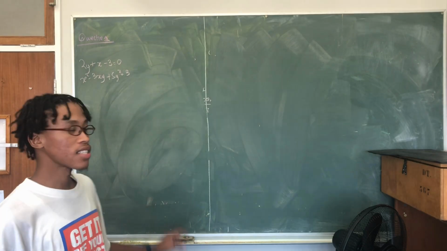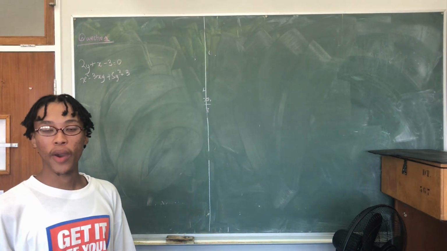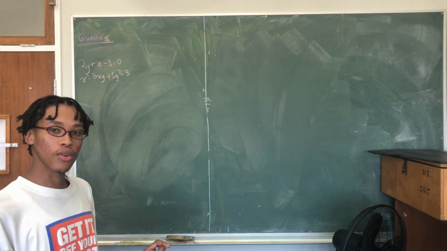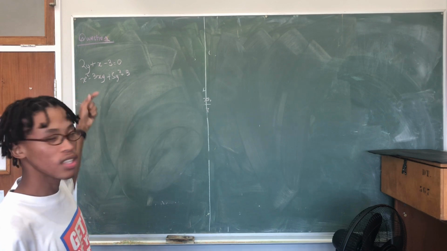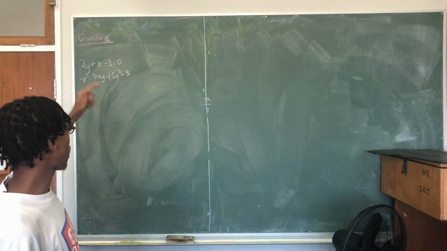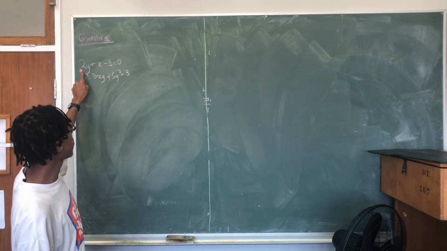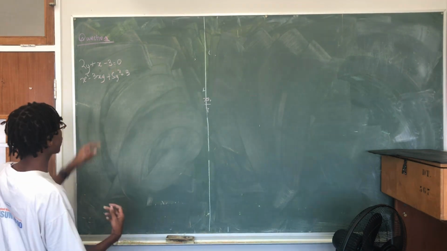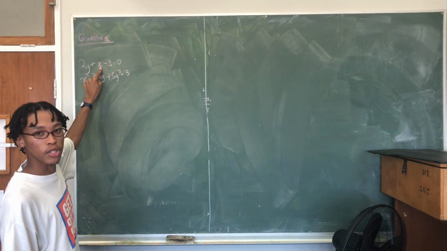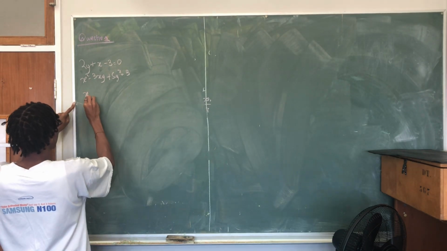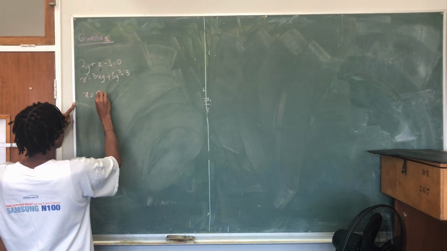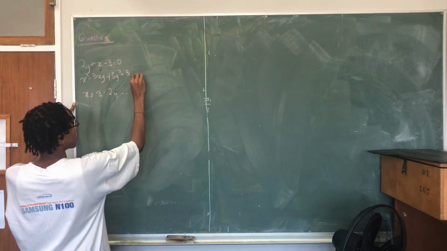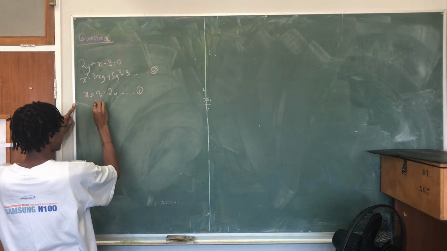The final question on this section is the simultaneous equation, where we will be solving x and y at the same time. The first thing that we're going to do is take the easiest looking equation and work around it. The first one is 2y plus x minus 3 is equal to 0. That's easiest looking. So what we're going to do is make x the subject of the formula. This is your first equation, and this is your second equation.